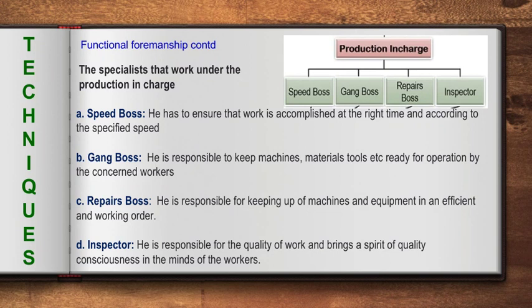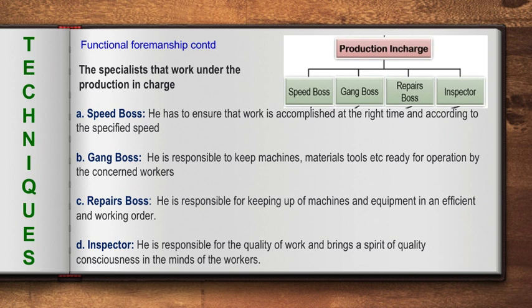The second one is the gang boss. He is responsible for keeping all the tools, machines, materials, etc. ready for the workers. He does this so that there will be no delay in the work to be performed. Delay may be caused as a result of the workers searching for various tools, materials, etc. But delay can be avoided because the gang boss keeps everything ready for the workers to do their job.